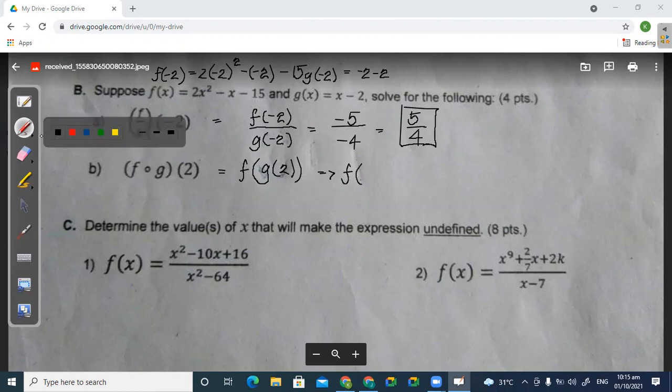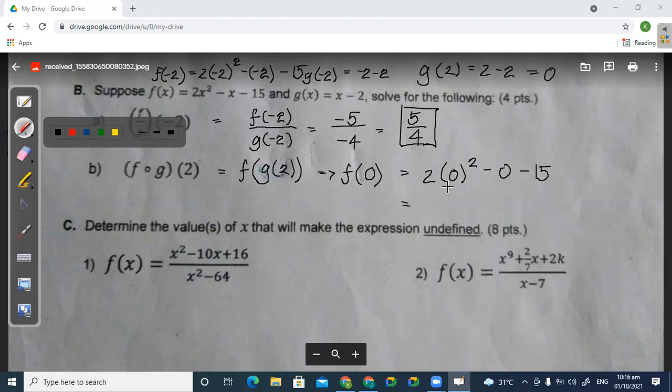G of 2 is equal to 2 minus 2. So that is 2 minus 2, 0. So ibig sabihin g of 2 is 0, so f of 0 ka na. Yung x sa f, papalitan mo ng 0. Okay, so ano yung f natin? Sulat na natin: 2 times 0 squared minus 0 minus 15.